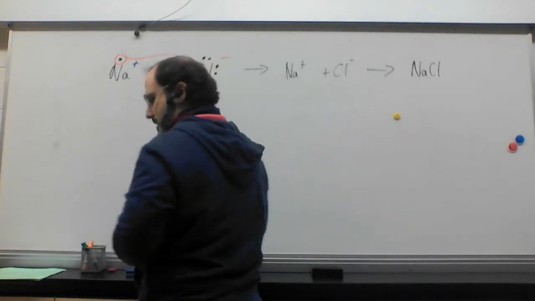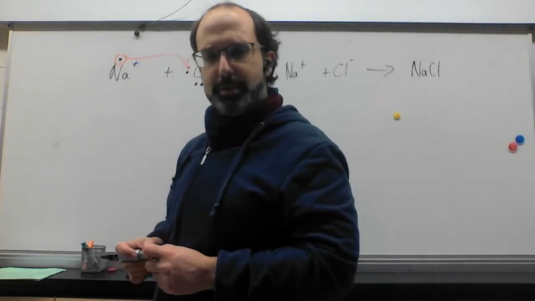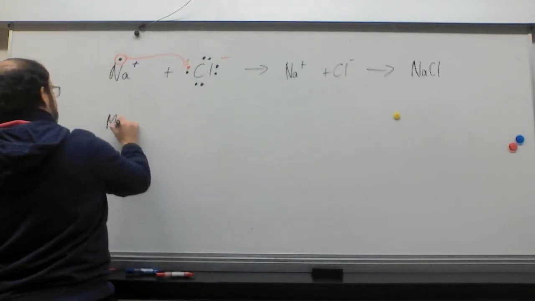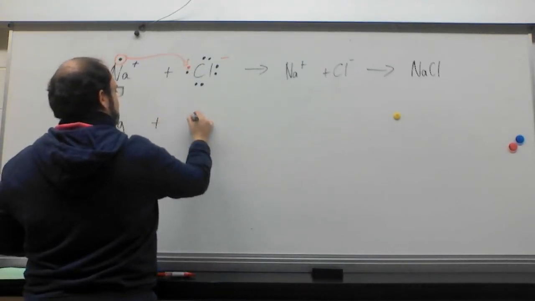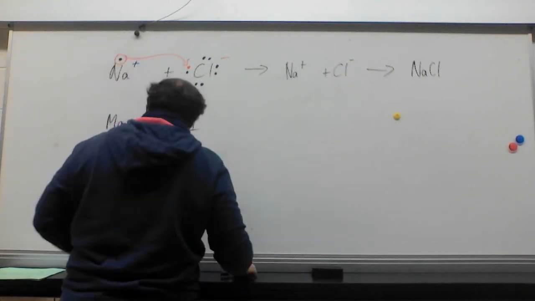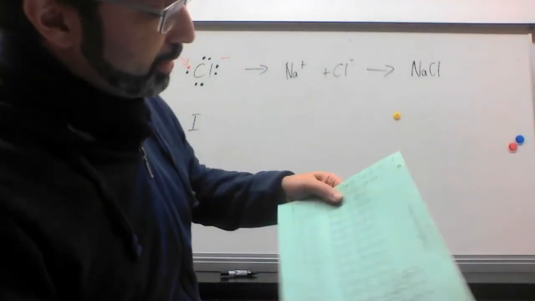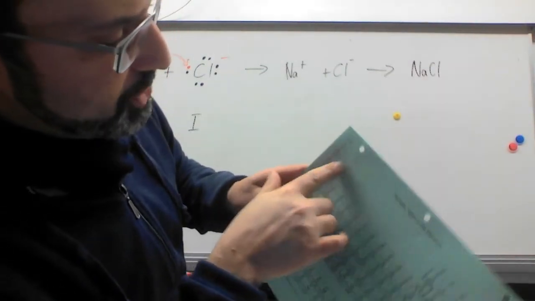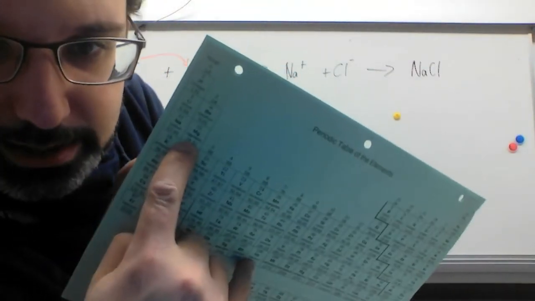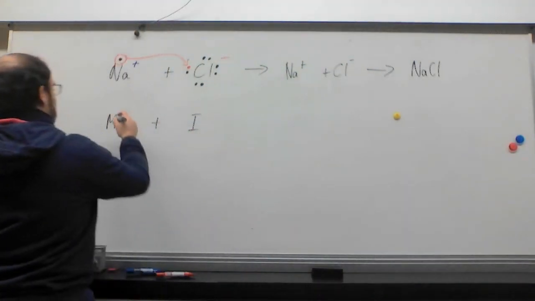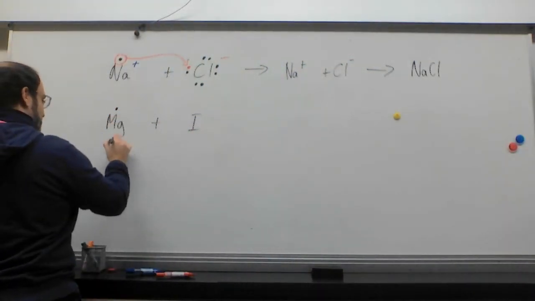Let's try another one, right? Just to warm ourselves up. Let's go with Mg plus I. Okay, well, we need to find them first of all. Periodic table time, we pull it out, we take a look, and we see Mg is underneath Be in the second family, which means it's got two valence electrons. So I'll put one there and one there.